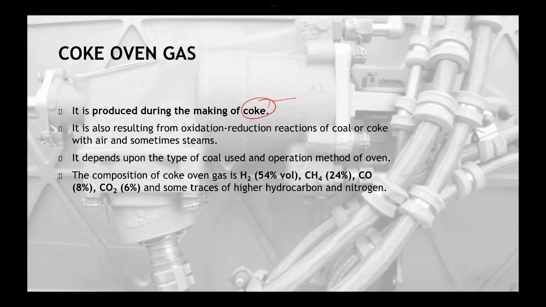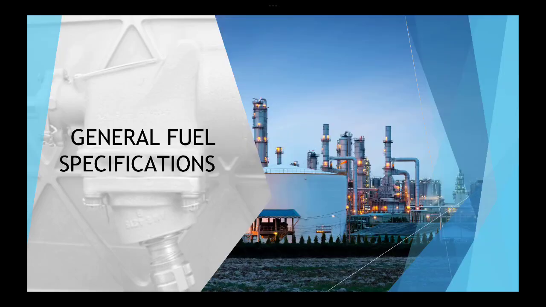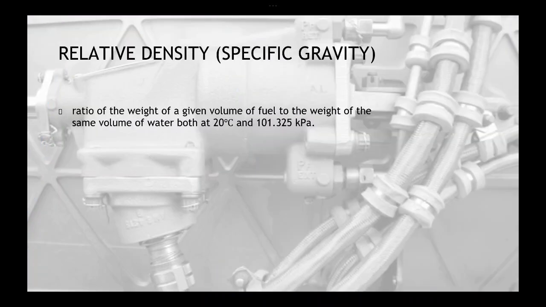Okay, now let's move on with the topic. This topic is the general fuel specifications. Now we have here the relative density. Relative density is also known as specific gravity. It is the ratio of the weight of a given volume of fuel to the weight of the same volume of water, both at normal condition. So what is normal condition? That's 20 degrees Celsius and 101.325 kilopascal. That's relative density.